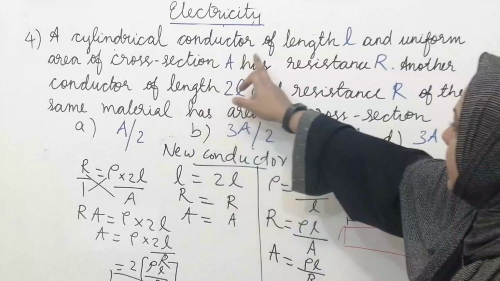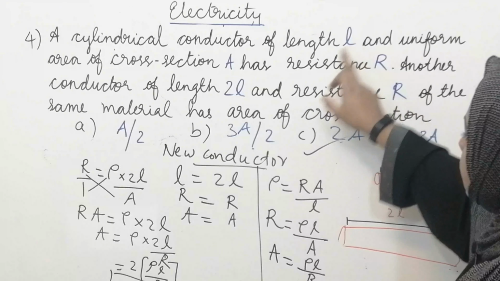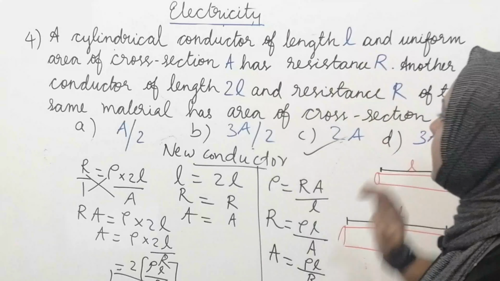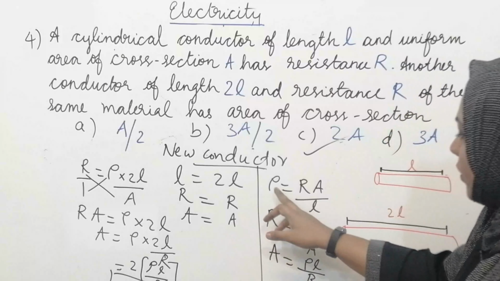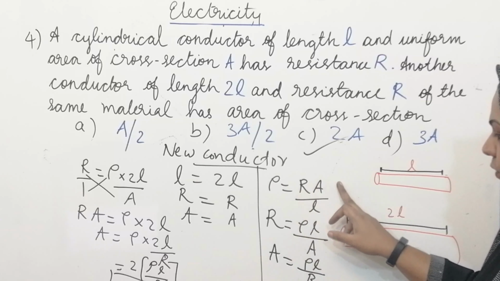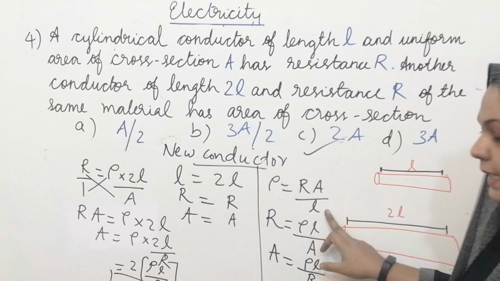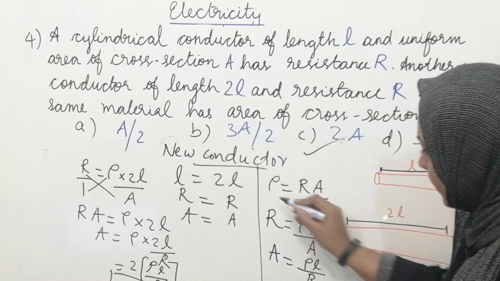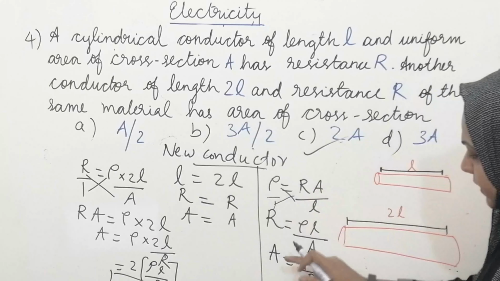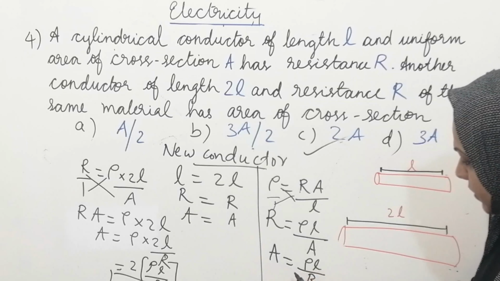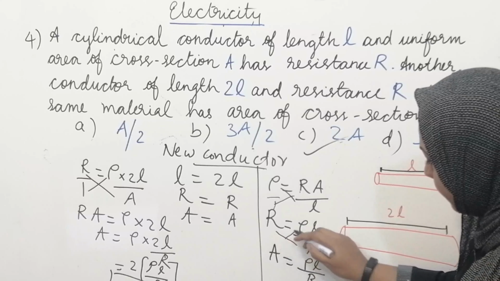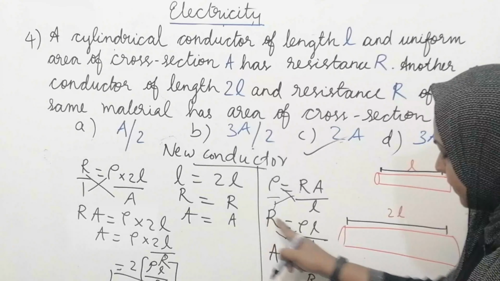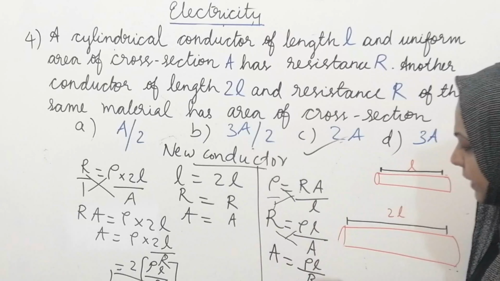A cylindrical conductor of length L, that we did already, and uniform area of cross section A, resistance R. What is the formula for rho at that time? Resistance into area of cross section by length. From this we can find resistance by cross multiplication. Next from this we can find area of cross section also. When you do cross multiplication, which quantity goes along with area of cross section? R will go down.